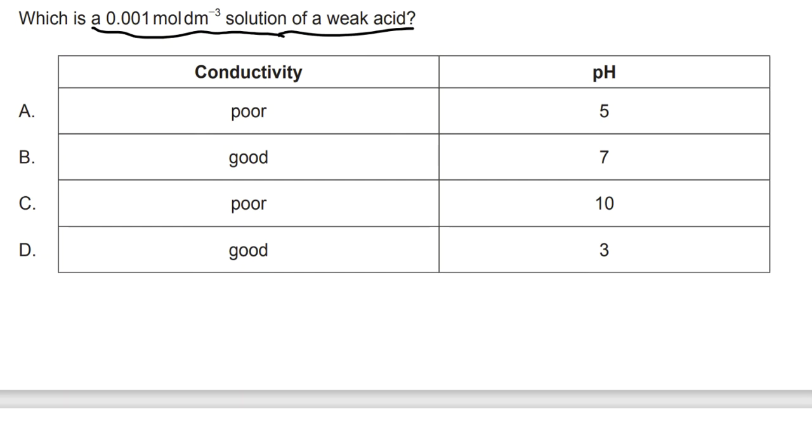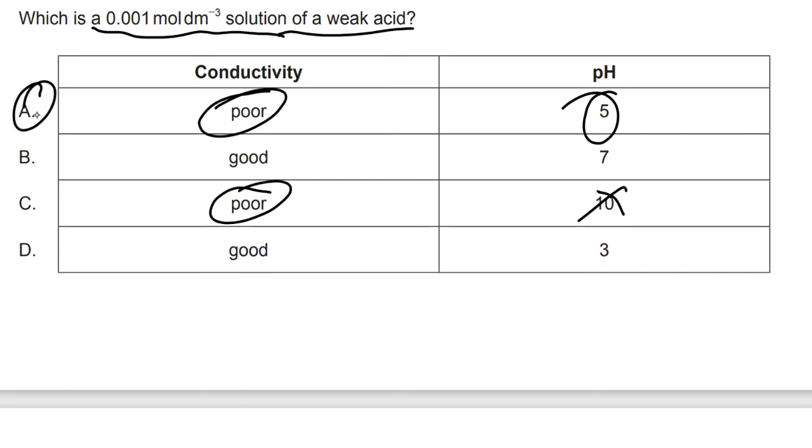Next, a 0.001 molar solution of weak acid. Conductivity has to be poor because it's a weak acid with partial dissociation. The pH would not be 10, because that's towards the base. It would be more towards this, a bit lower than pH 7, which is neutral, so A is the answer.